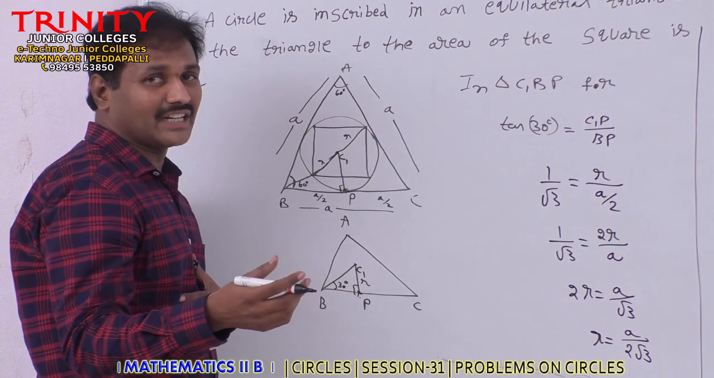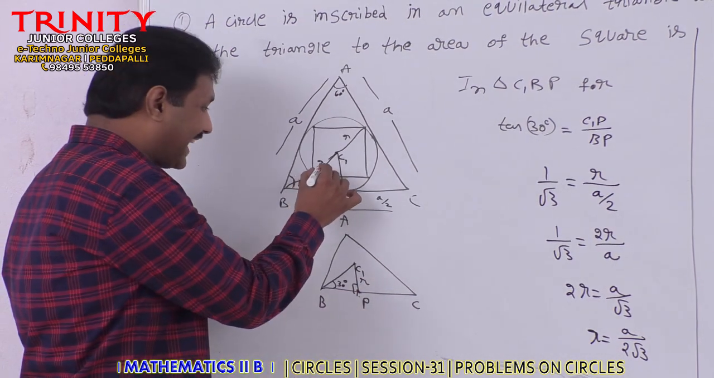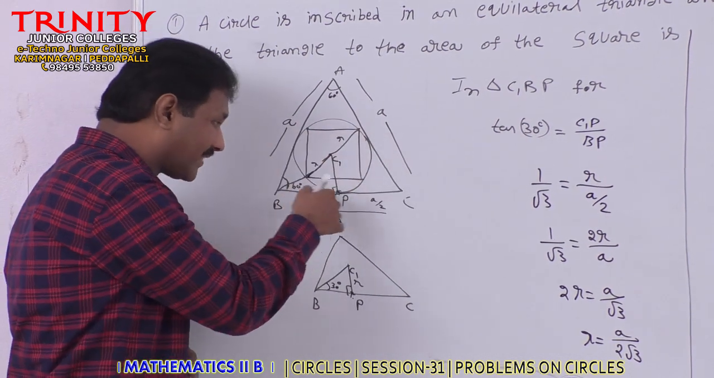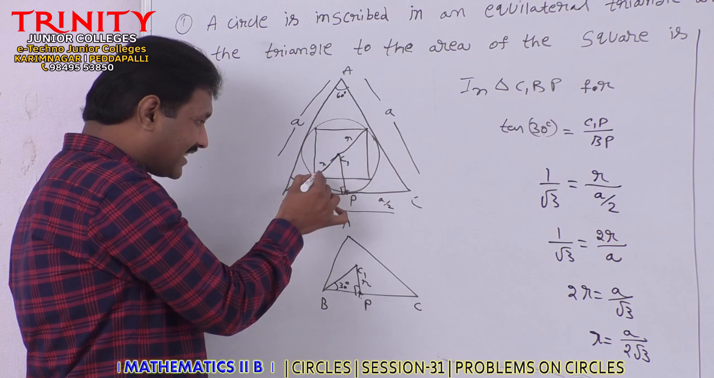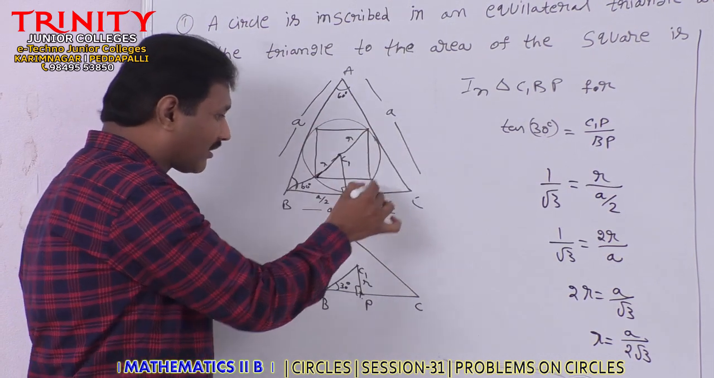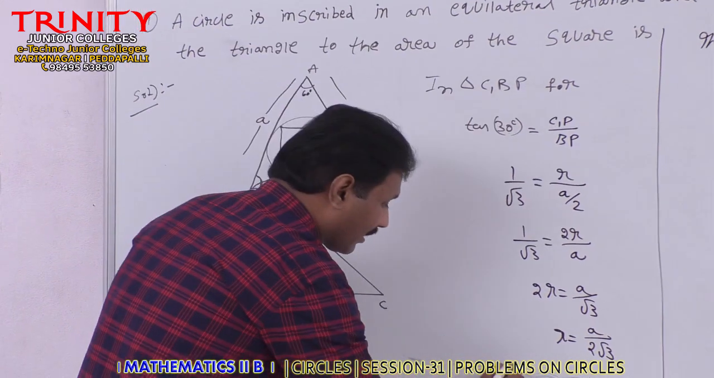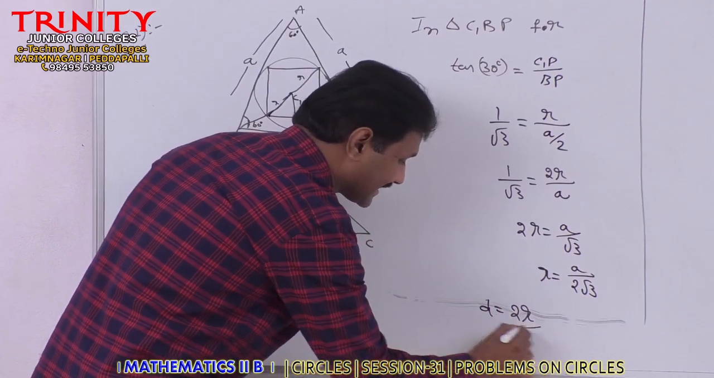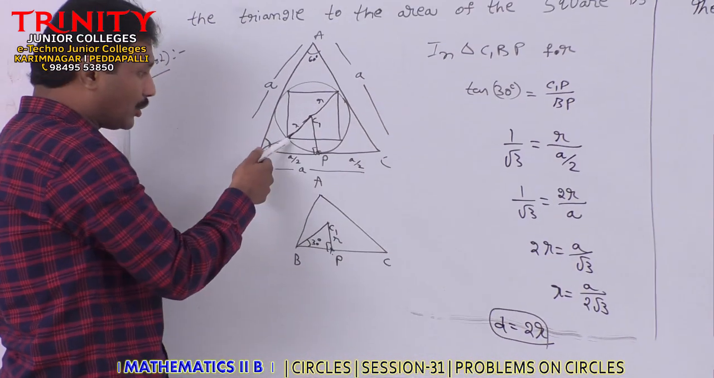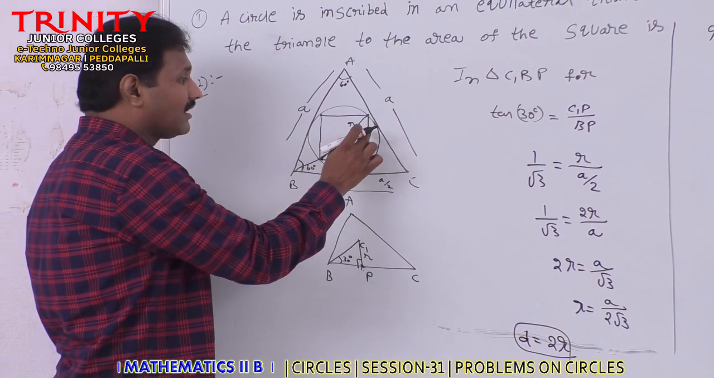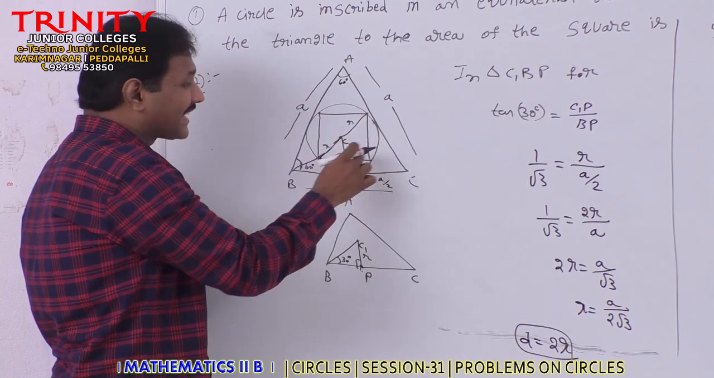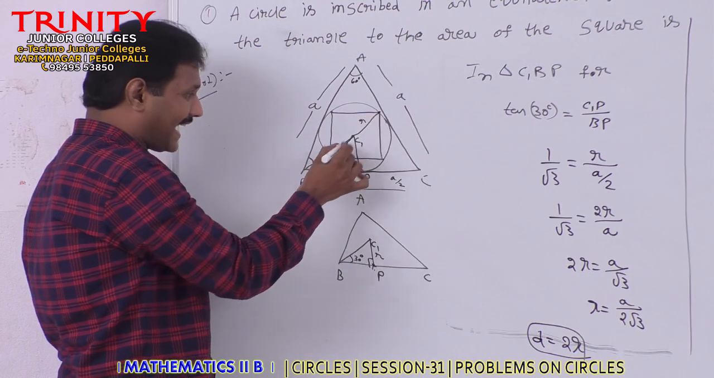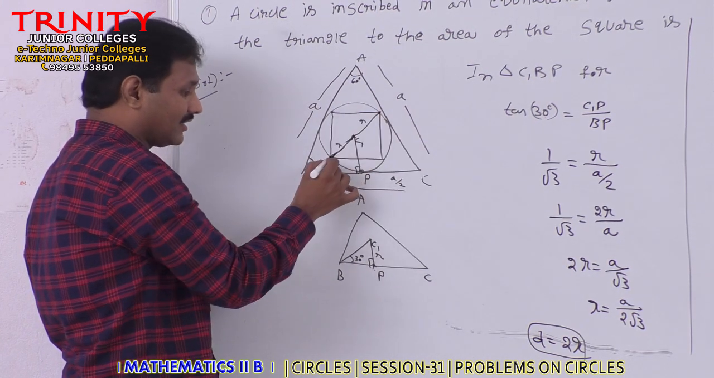Here we know the diagonal. The length of the diagonal is equal to the length of the diameter of the circle. The diameter equals 2 into radius. Since the square is inscribed in the circle, the length of the diameter of the circle is equal to the length of the diagonal. This is the center, this is one end, this is the other end.